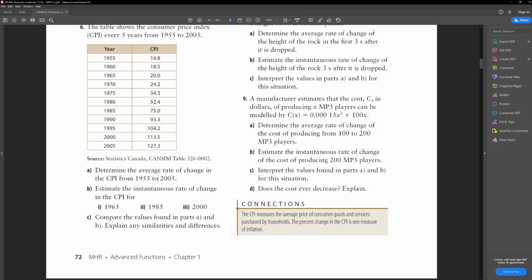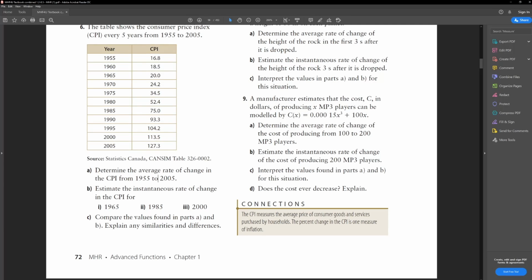Lastly, we have to interpret those, so just compare what those values mean. So for example, if you got that producing between 100 to 200 is much higher in cost, so the average rate of change is higher than the instantaneous rate of change at 200, then you would say it's more beneficial to make exactly 200 MP3 players. If it's the opposite, then state the opposite.